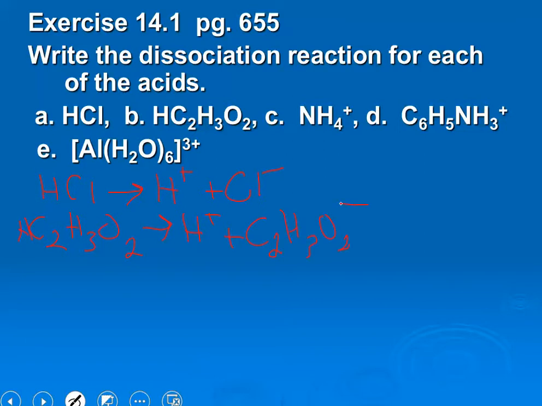Sorry for the scribbles, it looks like I write like a 3-year-old. And then here's our anion. Okay, again, these would be our conjugate bases, because if we reverse the reaction, they would gain the hydrogen and turn back into the previous form. Letter C, we have ammonium, and that will toggle or turn into NH3 by removing a hydrogen ion.